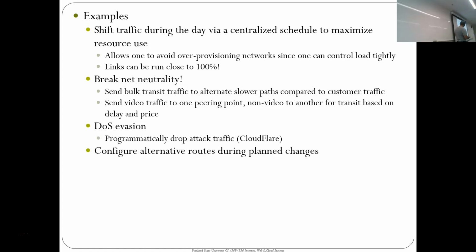Another one is DOS evasion. So if someone is launching a denial of service attack at you from a particular region, for example, if you have your service deployed in multiple places around the globe, and someone from Australia is trying to bomb you, then in your peering point in Australia, you can push out a policy that says, drop all traffic from this particular person. And then this allows the rest of your network to evade the denial of service attack.